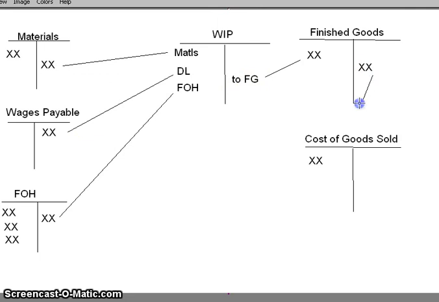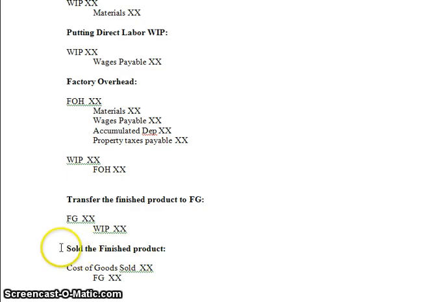Okay, so here we go. We're going to be debiting our cost of goods sold and crediting our finished goods because we've sold the guitar that we just made. So that's our final step in this process once we actually sell it. So I'll give you the last journal entry in written format. All right, and that's what the final journal entry looks like, a debit to cost of goods sold and a credit to finished goods.